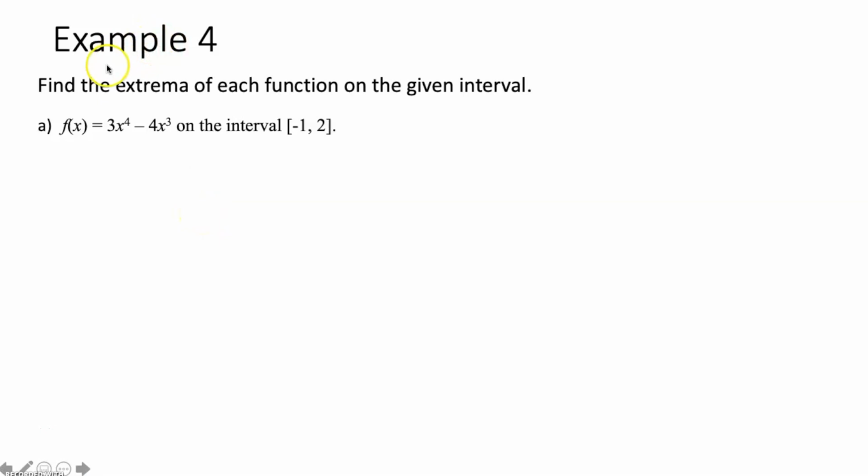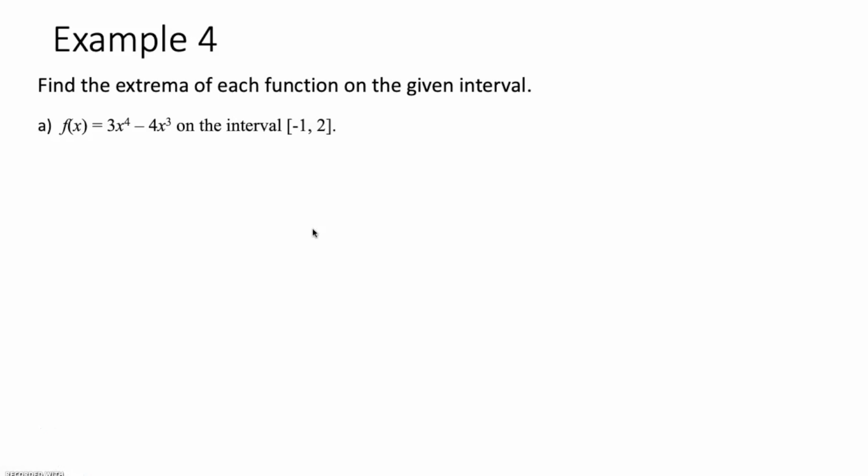Now, example 4 says find the extrema of each function on the given interval. So we have our function and we have our interval. And we want to find the extrema, which means we want to find the min and max values of this function on this given interval. So to find min and max values, we need to figure out at what x value do min and max values occur. Well, those would be at critical numbers.